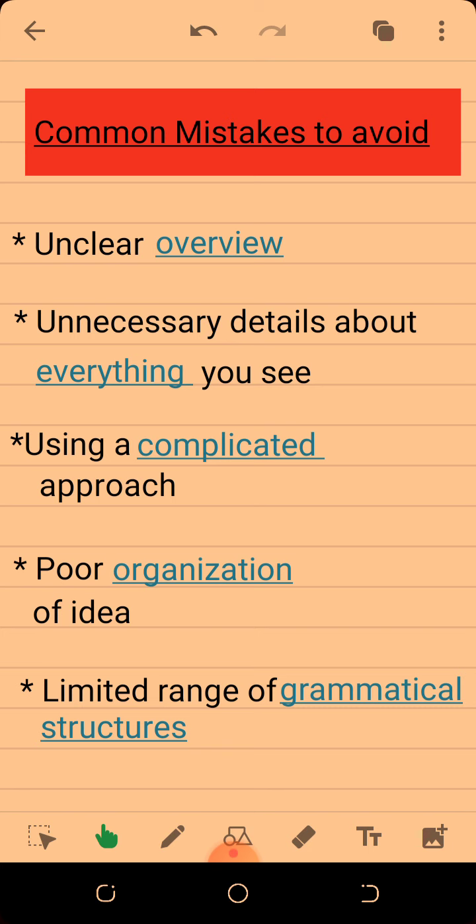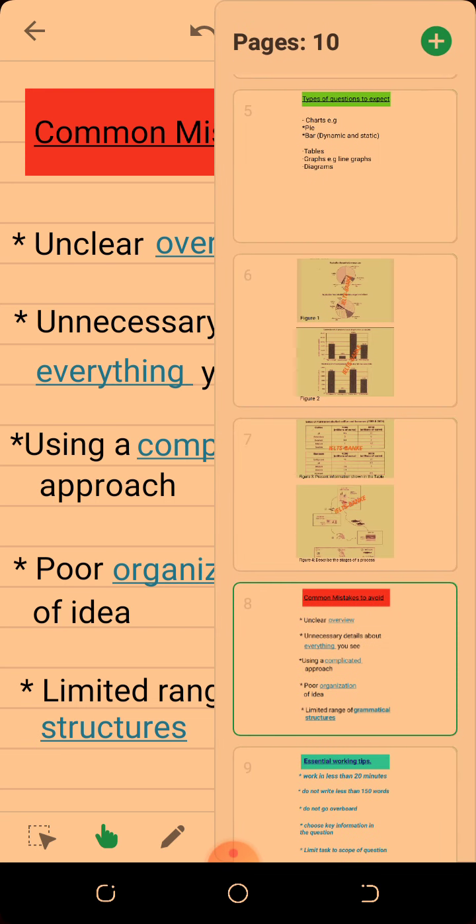Also, avoid poor organization of your idea. It is important that you have a structure, a plan. You should quickly draft out a plan before you set out to write, so that you can organize the information properly. Also, do not use a limited range of grammatical structures. You should be using more of complex sentence structures as opposed to using simple sentence structures.